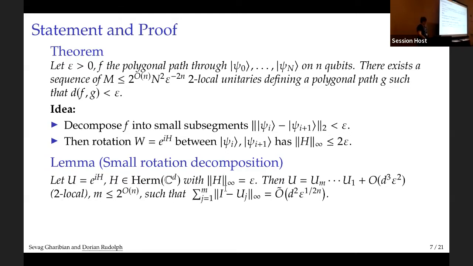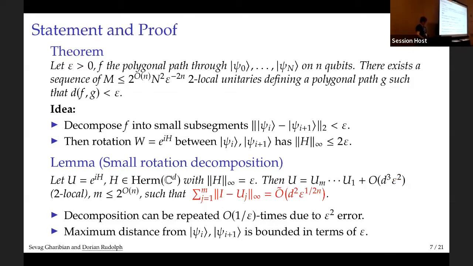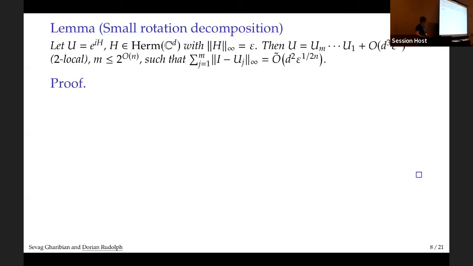Such that the total sum of the distance from I is bounded by some term in epsilon. And this means that we can repeat, and because we have this epsilon squared error here, we can repeat this decomposition as often as we need it, so 1 over epsilon times, and we still have only an epsilon error. And so the maximum distance from our intermediate subsegments is now bounded in terms of epsilon. I mean, it's quite a large function, epsilon to the 1 over 2n, but still it's bounded in terms of epsilon. Now, I want to sketch the proof.